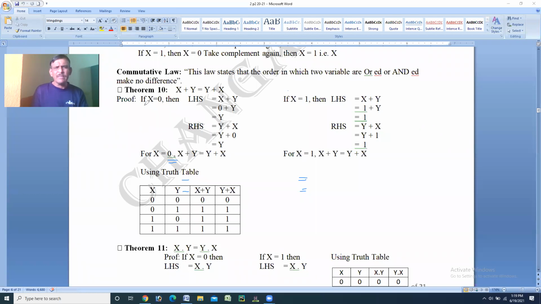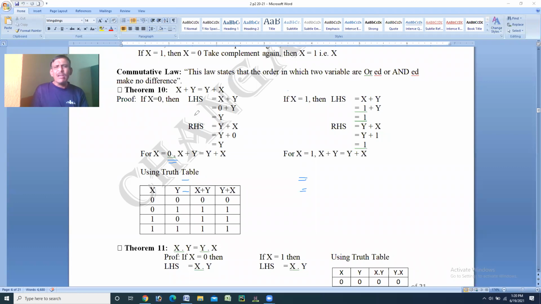First, that is the algebraic method. Proof: if x equal to 0, then LHS equal to x plus y. Substitute the value of x as 0. So 0 plus y, keep it as it is. So that is equal to 0 plus y, which is nothing but y by theorem. Just like what you learned in the previous theorem, that is 0 plus 1 is nothing but 1. Based on that theorem, you can say that 0 plus y equal to y. So when x equal to 0, we took LHS, then the output is y.